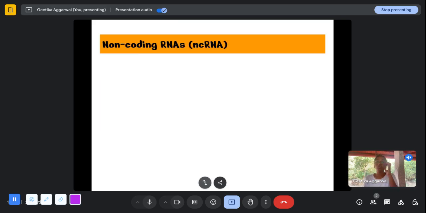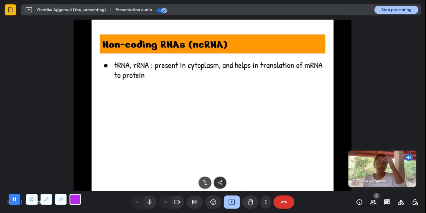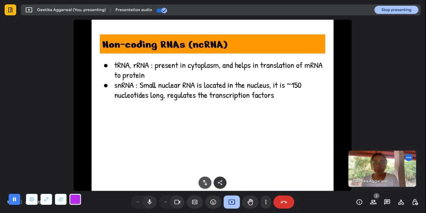Okay. So coming to non-coding RNAs, there are different types of non-coding RNAs. The first type includes tRNA and rRNA, which are the transfer RNA and the ribosomal RNA. They're present in the cytoplasm and they help in the translation of mRNA to protein. So rRNA is the one that forms the ribosomal subunits, and the mRNA comes and attaches to the rRNA, and the tRNA then, as we discussed, translates the information coded in the codons of the mRNA to the amino acids in the polypeptide chain. So they help in the translation of mRNA to protein.